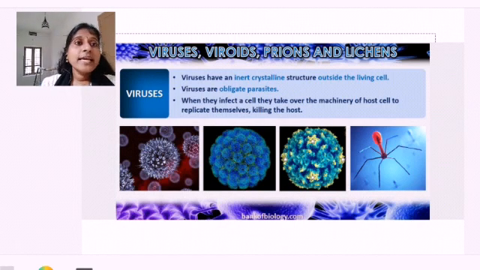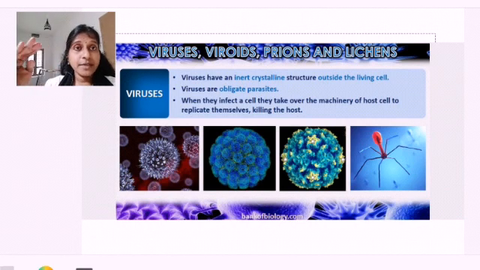When they infect a cell, they take over the machinery of the host cell and then they start multiplying and spread throughout the body. Sometimes if the virus spreads in huge amounts and is not controlled, it can even be fatal. Fatal means what? It can even cause death.